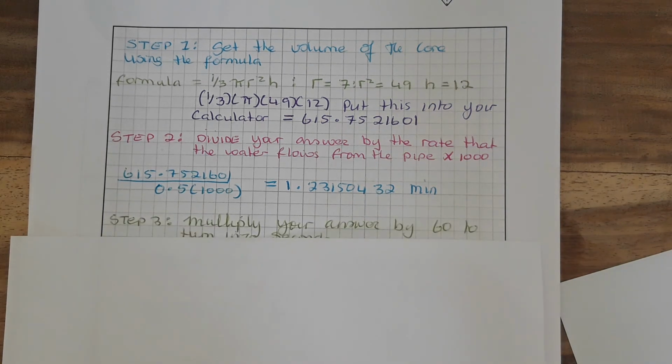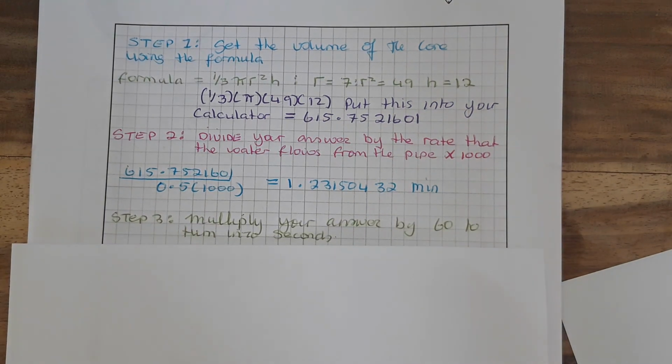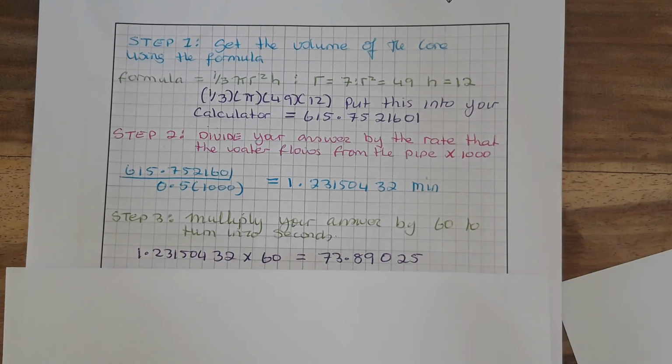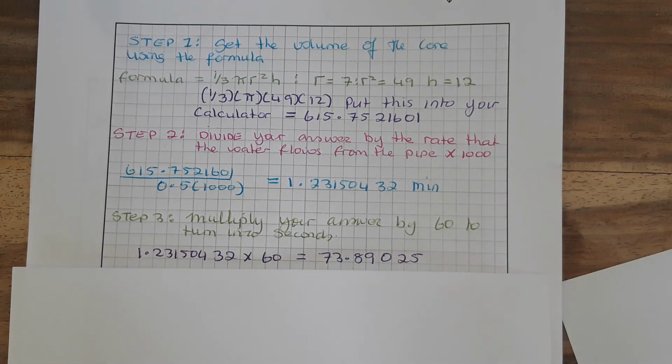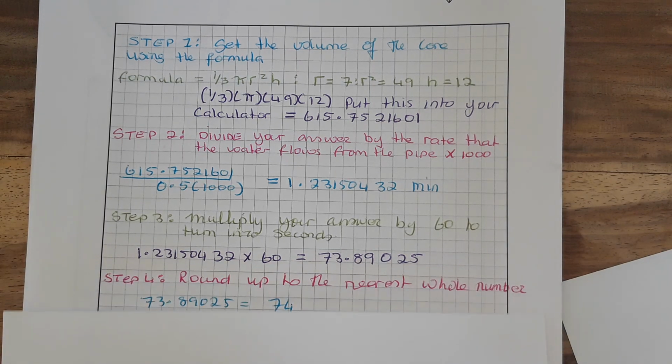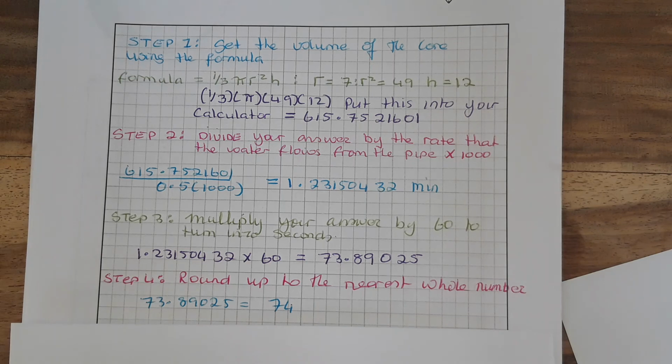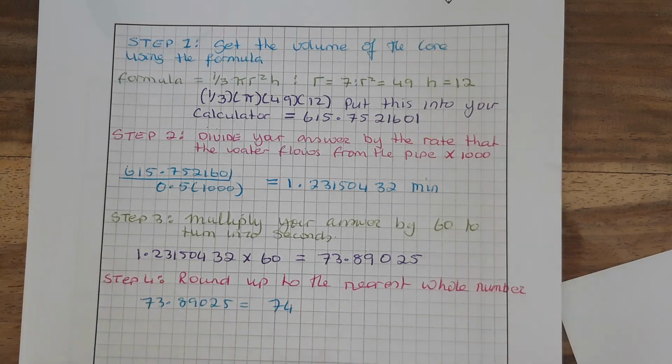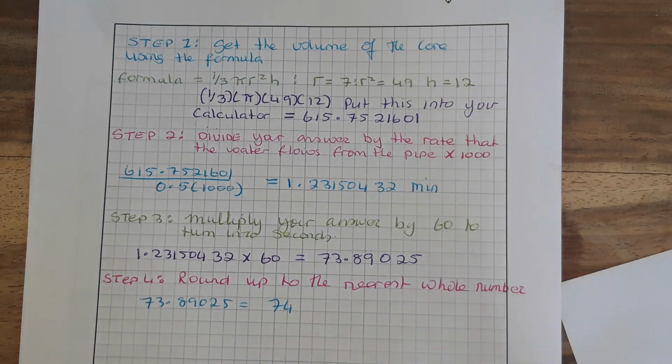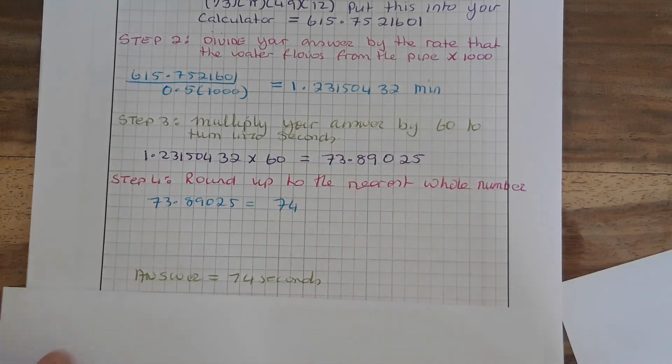Now that's minutes, we want it in seconds. So in order to turn it into seconds, multiply your answer by 60. 1.23150432 multiplied by 60 gives you 73.89025. You want it to the nearest second, so round it up to the nearest whole number. So 73.89025 becomes 74. So your answer is 74 seconds, and that's question 5.